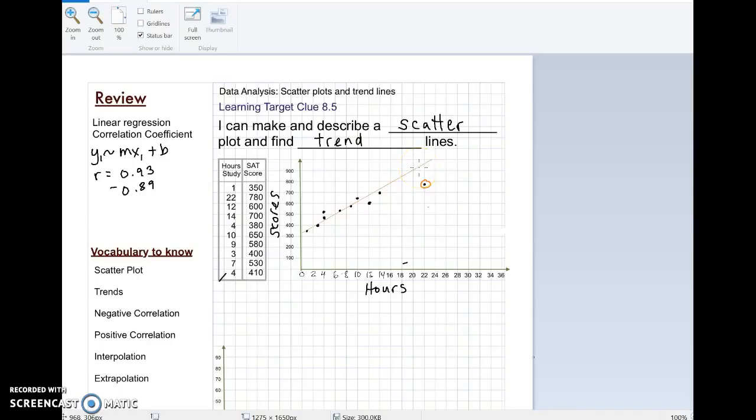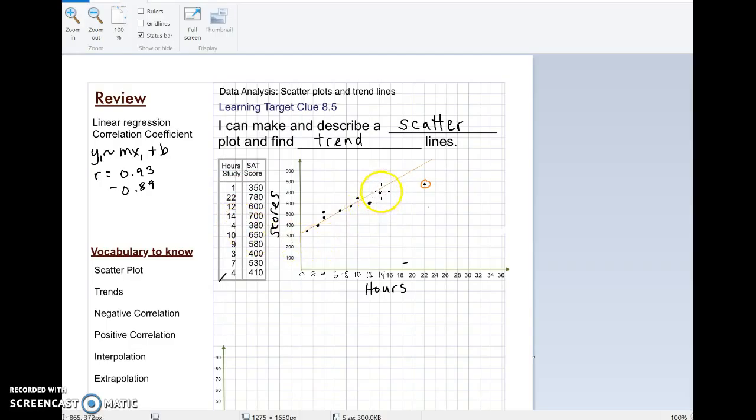Now, the next thing that I want to do is I want to be able to make some predictions, and that's what interpolation and extrapolation means. Interpolation means that I'm going to predict from within my range of data. So my data started at 1 hour and it went to 22, but I'm really not going to count that one because I feel like that's an outlier. I feel like that one doesn't really fit in my line. So it's just an unusual one. So I'm going to really say it's from 1 to 14.